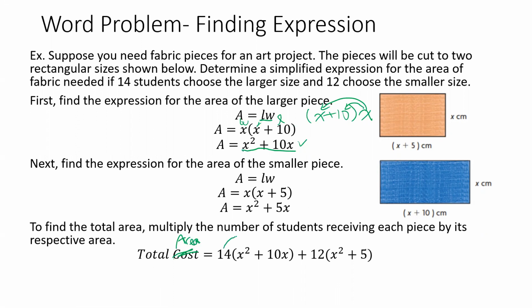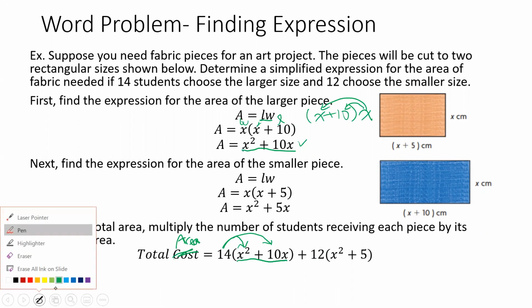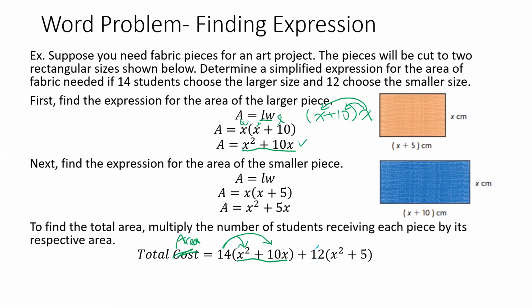So we're going to take 14 and we're going to multiply by the whole entire expression for area for the larger size. And then we're going to take 12 and we're going to multiply by the expression for the area of the smaller one, right? And that's all we're doing here. And really, we're just using distributive properties. So we're taking 14 multiplied by x squared plus 10x, and then we're taking 12 multiplied by the area of the smaller one, which was x squared plus 5x. And I made a mistake there, 5x. So then you distribute this out, you end up with 14x squared plus 140x plus 12x squared plus 60x.